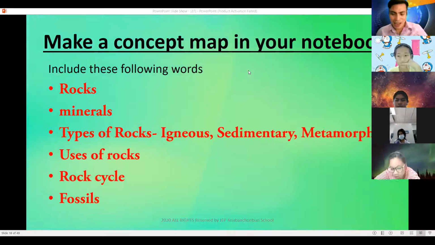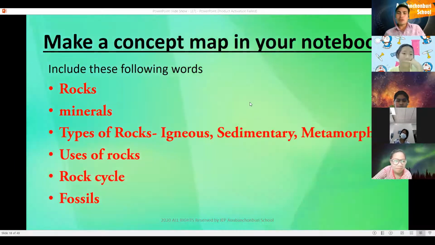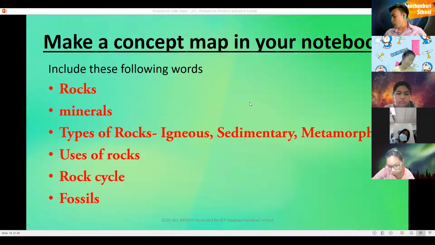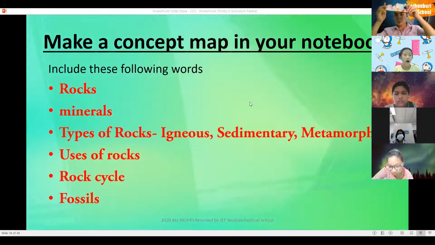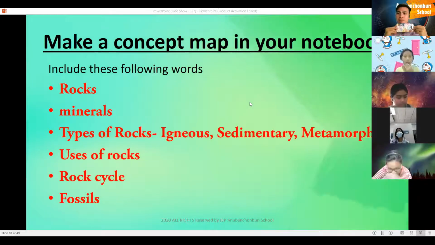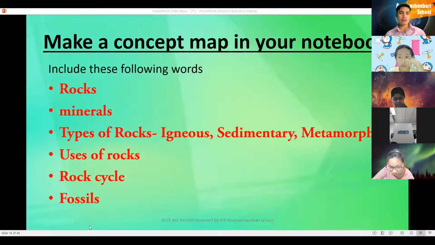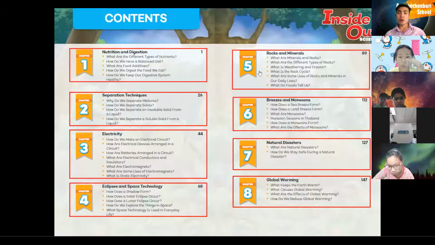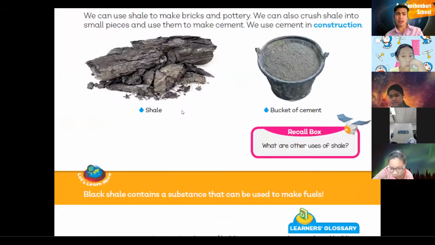Now, at this point in time, I think Nataya knows what you're going to do already. You are going to make a concept map in your notebook. So you have your notebook with you, right? So it's up to you if you put your notebook like this, portrait, or like a landscape, up to you. But I want you to make a concept map, okay? Now I will show you a concept map that you can have in your science book. In your science book, you have a concept map there on page 111, okay?